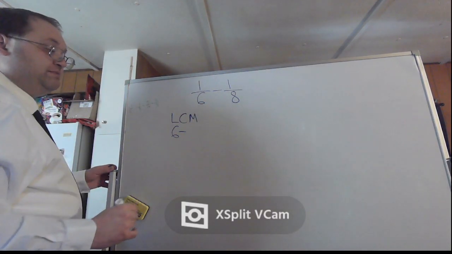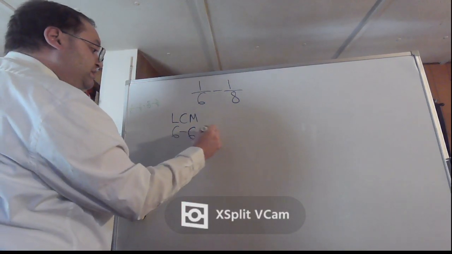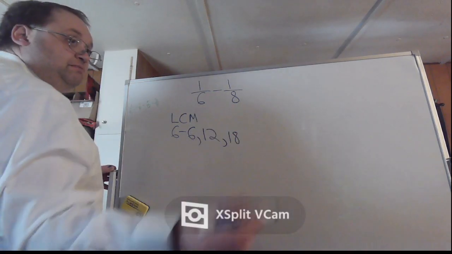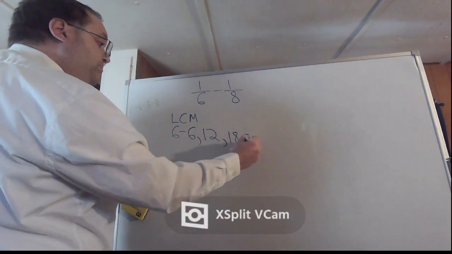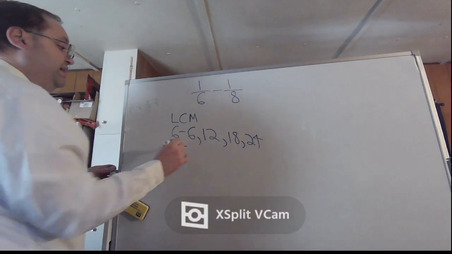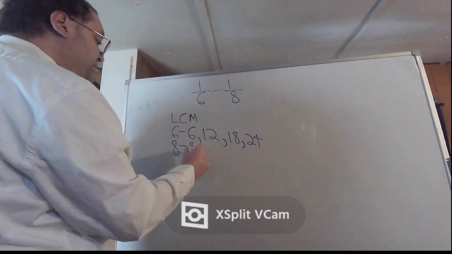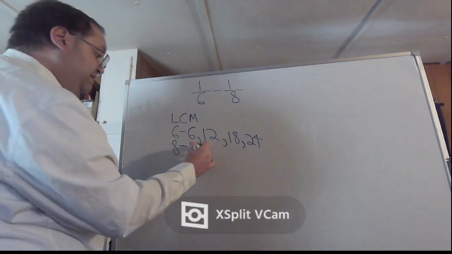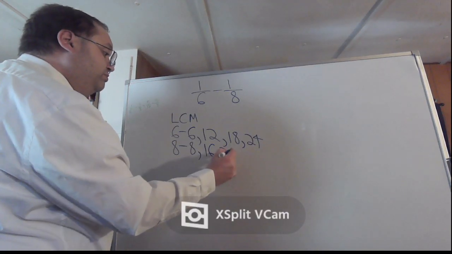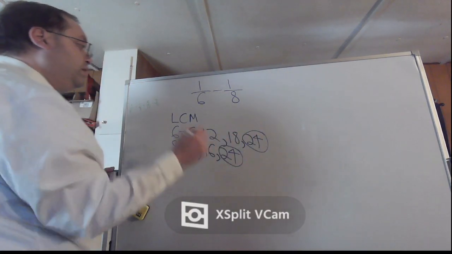So we'll do the least common multiple of 6. What is 6 times 1? 6. 6 times 2? 12. 6 times 3? 18. 6 times 4? 24. Alright, then we'll take some terms of 8. 8 times 1 is 8. 8 times 2 is 16. 8 times 3 is 24. Well, lo and behold, we just found our least common multiple. It's going to be 24.